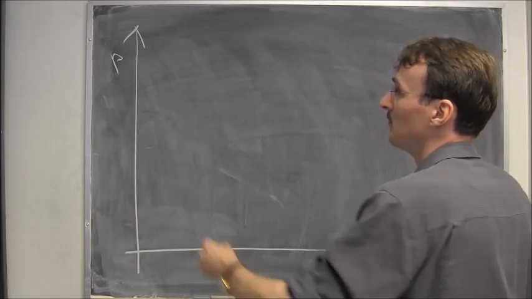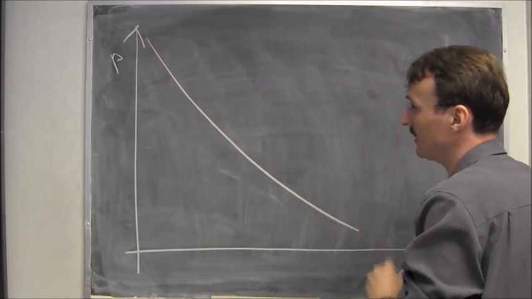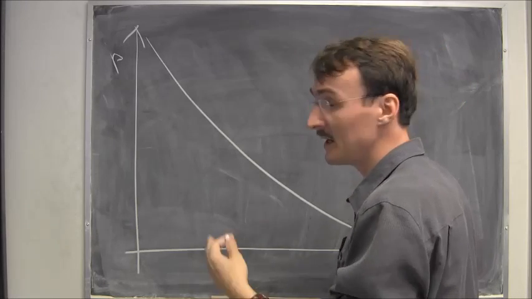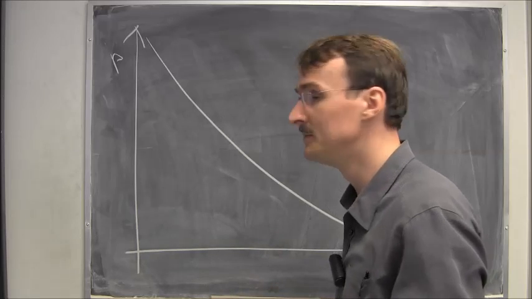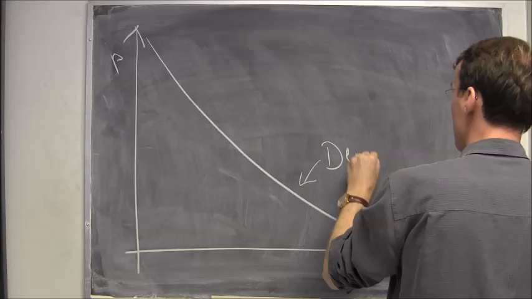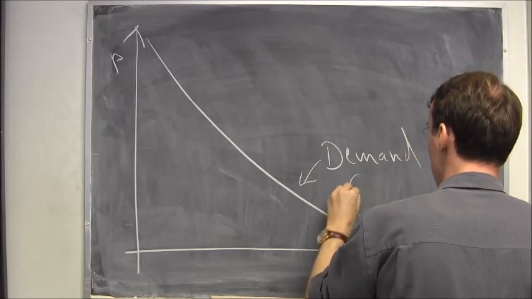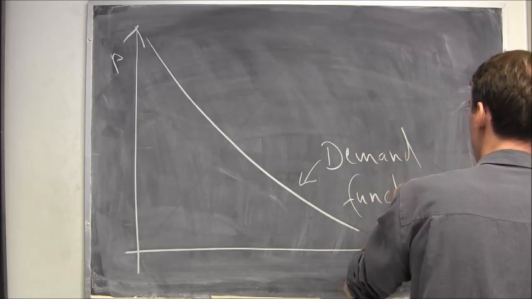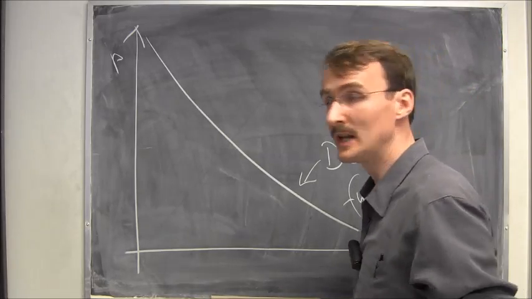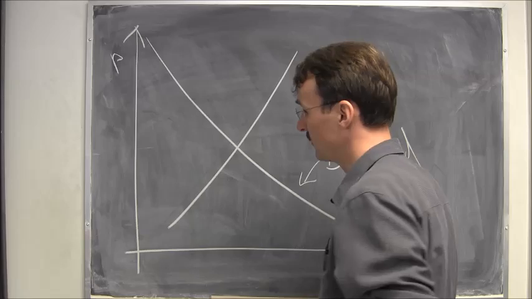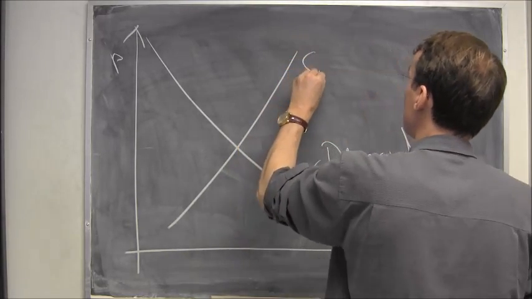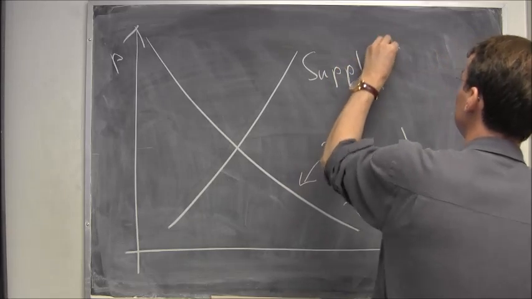The demand function is usually downward sloping. It reflects what is called the law of demand: the higher the price, the less is demanded. So this is the demand function. And then we have a supply function, which is usually upward sloping, because the higher the price, the more firms are willing to supply. So here's the supply function.